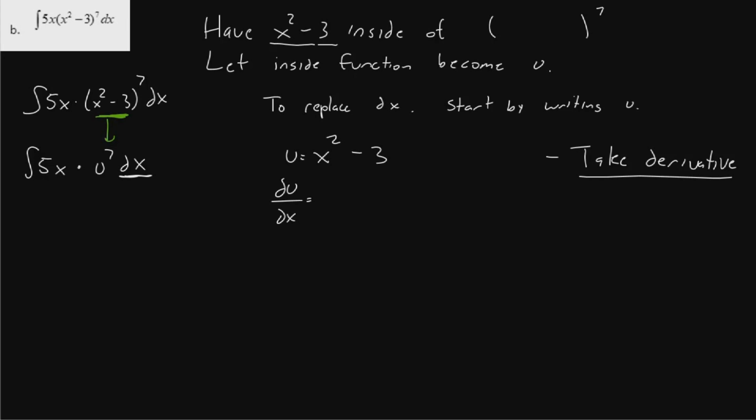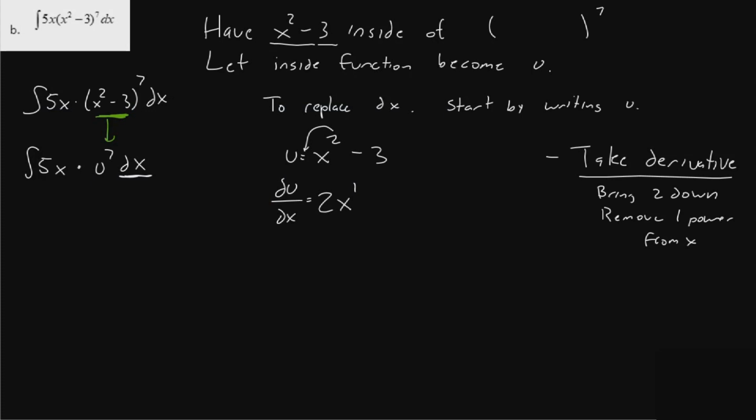And the derivative of x squared, we bring the 2 around to the front. And then we take x and knock one power off of 2. So x squared becomes x to the first. And the derivative of negative 3 is, of course, 0. So we can just leave that as is.